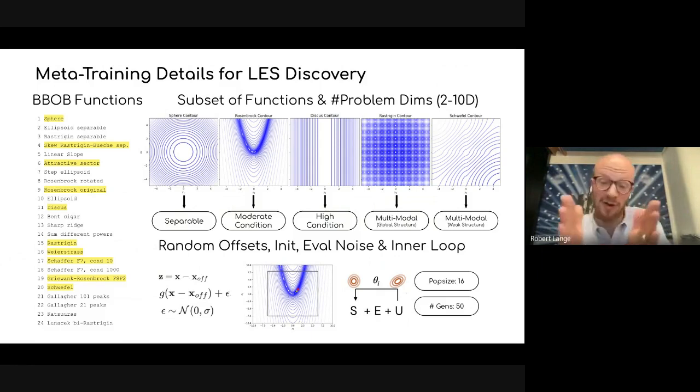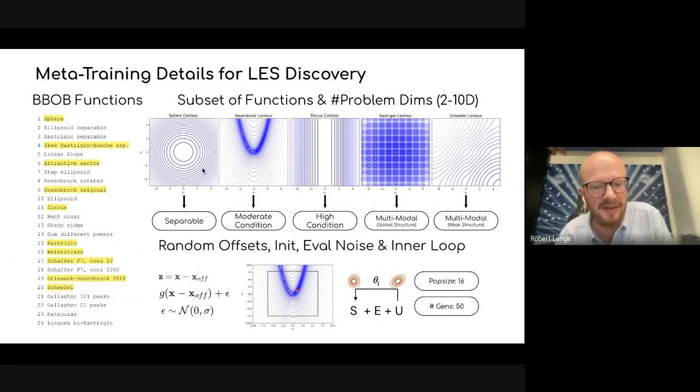And basically, I'm going to show later that as you increase the number of these functions, you actually get better performance, right? Because the meta optimization process has to account for more diverse optimization problems that might occur. Yeah, and then we sample some offsets to make sure that the system is not biased to one optimum location. So many of them have their optimum at 0 naturally, and we run this inner loop search for a small population and a small number of generations.